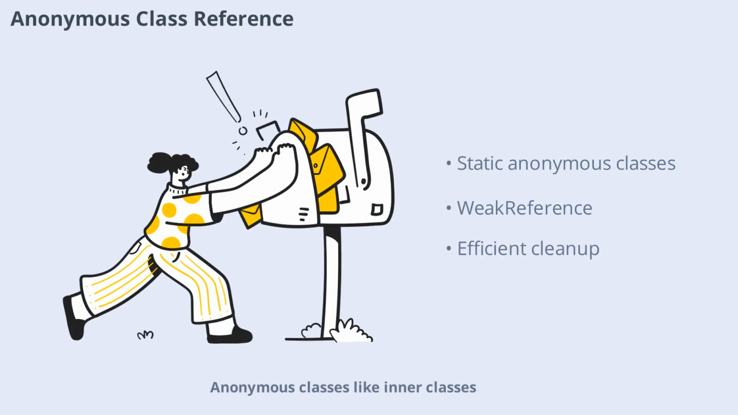Anonymous classes, like inner classes, can hold implicit references to their parent activity. This can lead to memory leaks if not handled properly. To fix this, declare anonymous classes as static or use weak references for any activity or view references. This ensures that the garbage collector can clean up unused objects, keeping your app efficient.